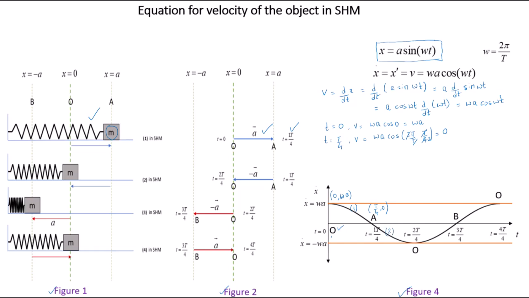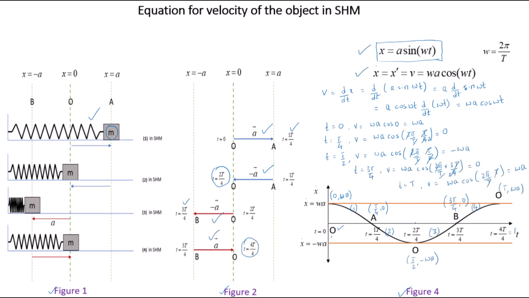And in the return path from A to O, which is the second quarter of the cycle, the object will reach the mid position, point O, at time t equal to 2T over 4. So at point O, after a period of T by 2, let's see what velocity we get. That will be equal to omega a times cos of omega, which is 2 pi over T, times T over 2. T and T cancel, 2 and 2 cancel. So cos 180 is minus 1, so this will be minus omega a.